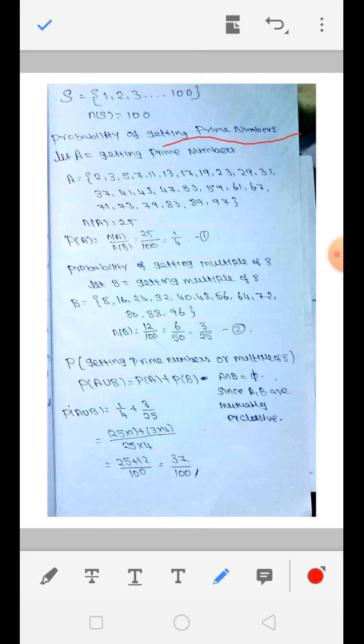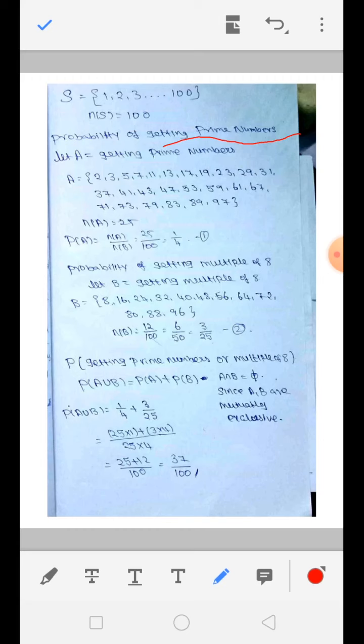So all the answers of the events will come from S only. Okay, they will come from S only. So here A is an event. What is the event name? The event is getting prime numbers. That is our event. In the previous time, getting one head, one tail was our event. In this sum, getting prime numbers is our event. So I let A be equal to getting prime numbers.